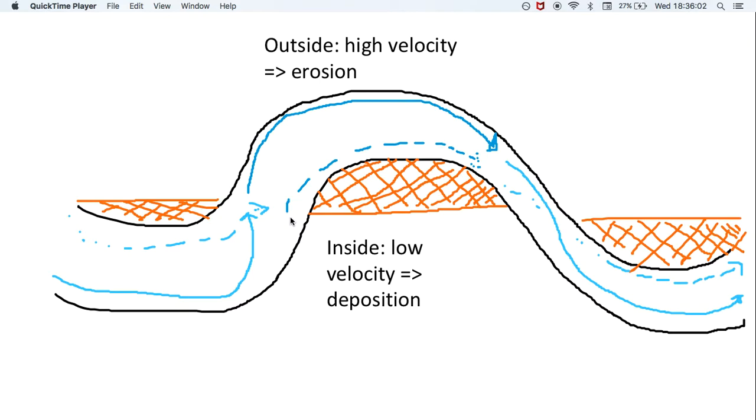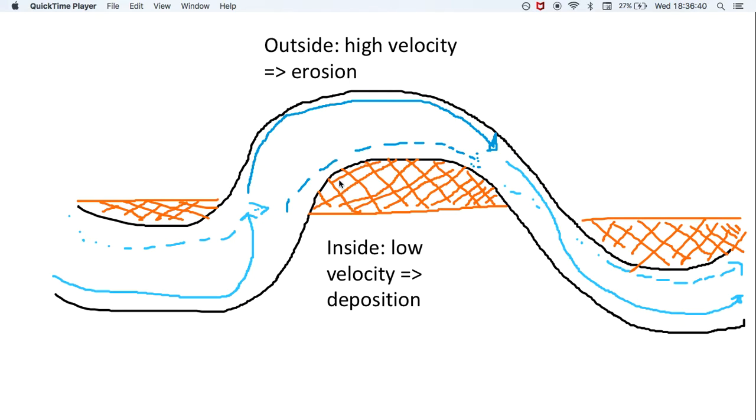Okay, the next bit is that because it has a high velocity on the outside of the bend, the water erodes the river banks. Whereas, because the velocity is low on the inside of the bend, sediment, or so the small bits that a river is carrying, gets deposited on the inside of the bend. Lots of you in your answers talked about erosion or deposition, but you hadn't talked about both of them. It's really important that a meander is formed by both erosion and deposition. So you need to talk about both in your answer.